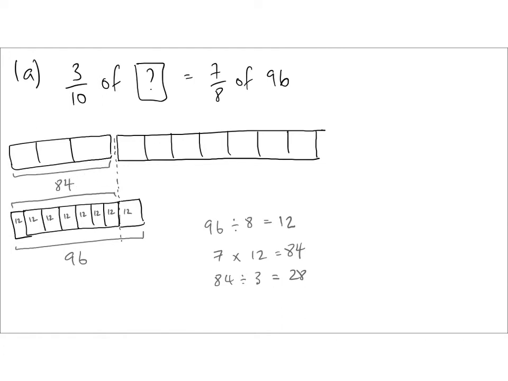So I can then put 84 here, and then I know that that's equal to 3 boxes up at the top. So the next step is to do 84 divided by 3 because of the 3 boxes, and that gives us an answer of 28, which I've written in each of the boxes. But each of these boxes are equal, and we've got 10 of them, so I've written 28 10 times in each of these boxes. Now we're after this full amount at the top, which is 28 times 10, which gives us 280. So 3/10 of 280 is equal to 7/8 of 96.